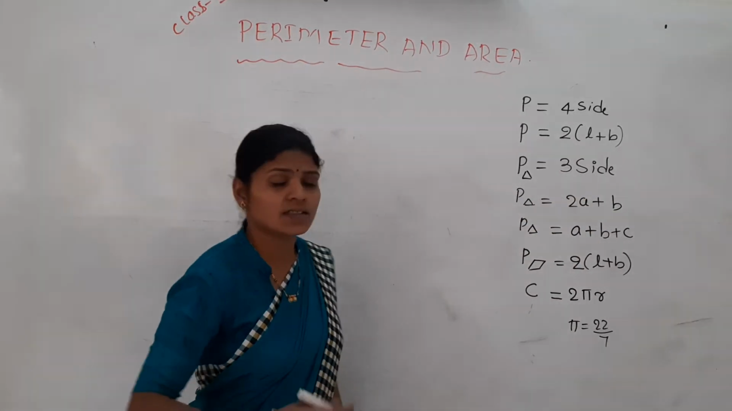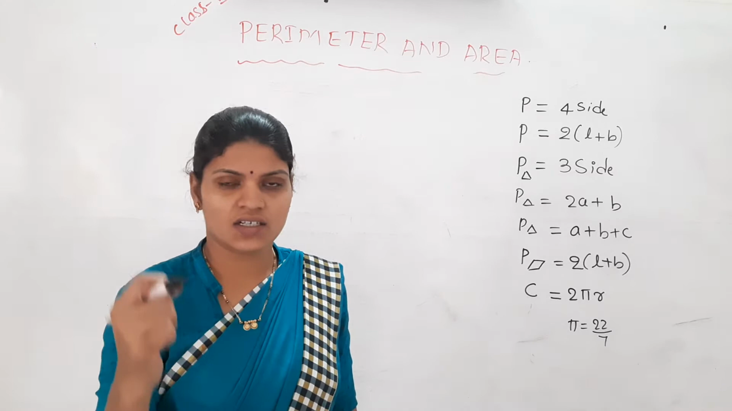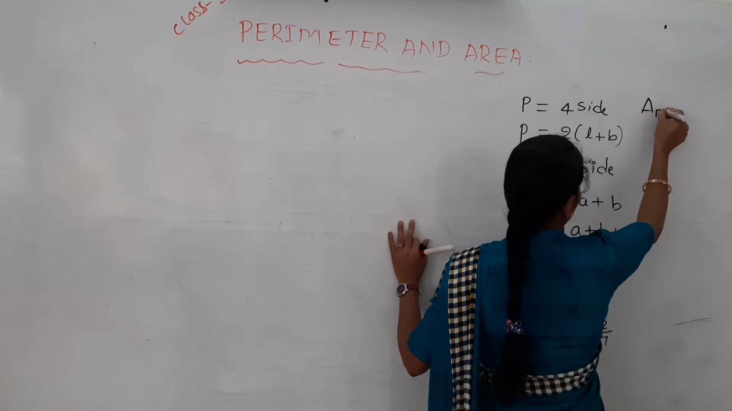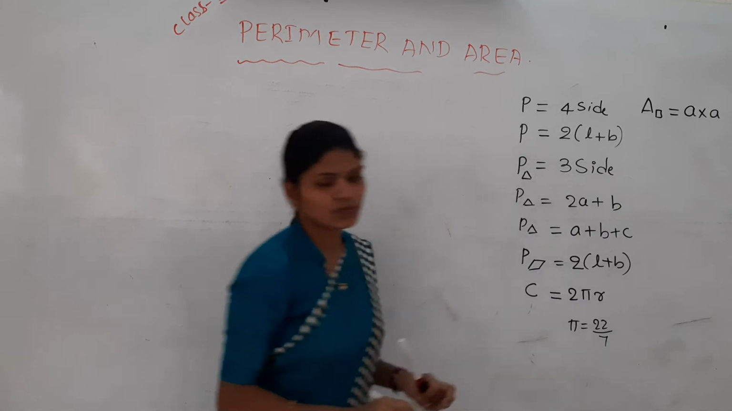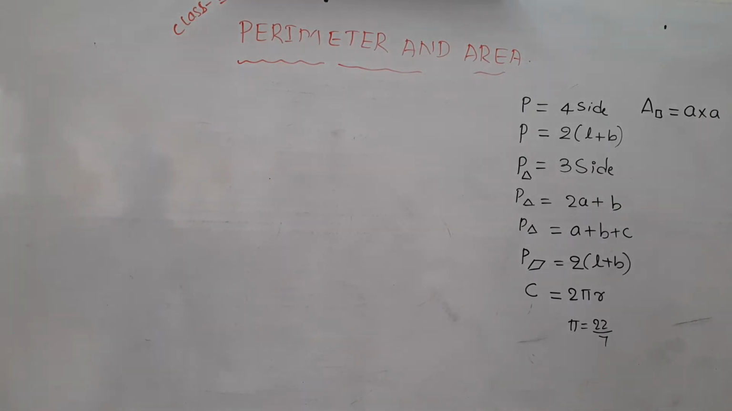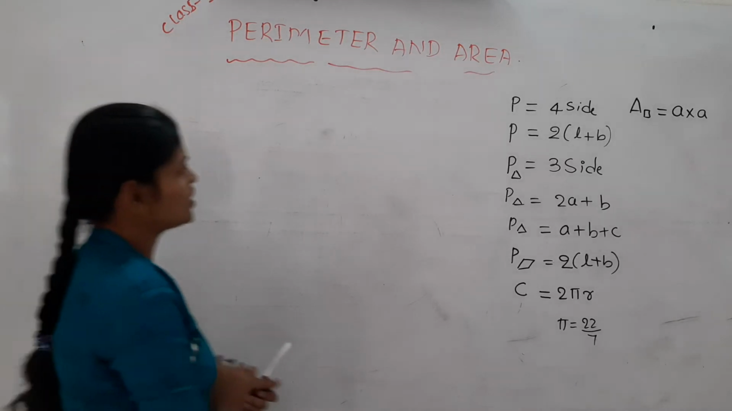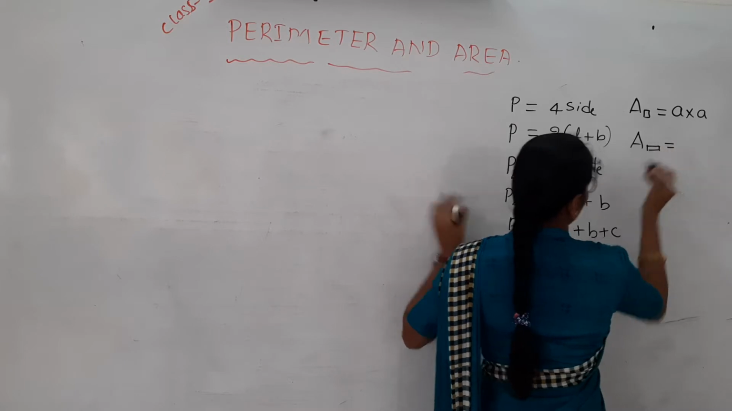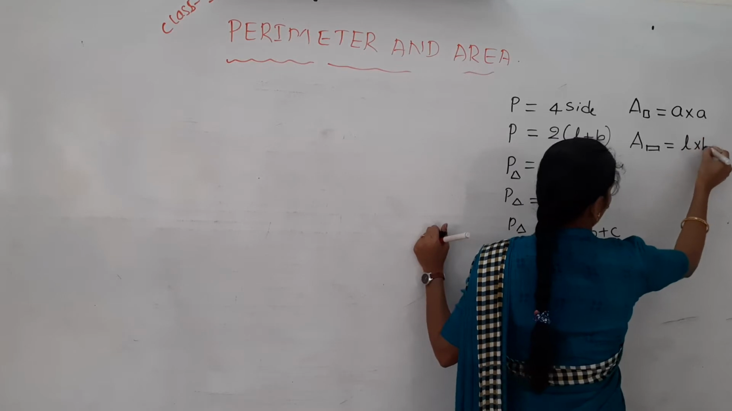And in the same way we have discussed the areas in our previous class. What is the formula to find the area of the square? Side into side. Is it visible? Yes, okay. Side into side. Next, area of the rectangle: length into breadth. We have seen length into breadth.